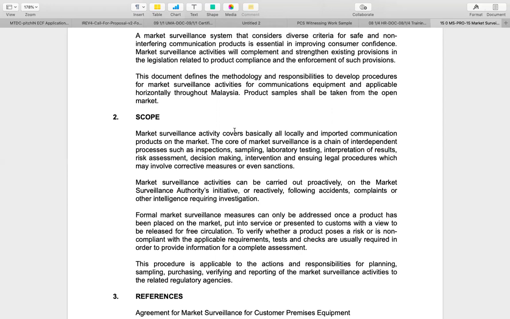And we are also required to do analysis on our findings. It's not just plain reporting what we find and that's it. No, we have to make an analysis of the data that is with us. So market surveillance activities can be carried out proactively on the market and or reactively, such as after accidents or complaints from other agencies.